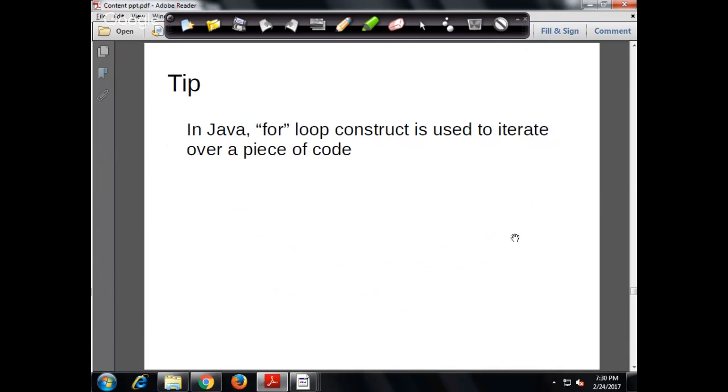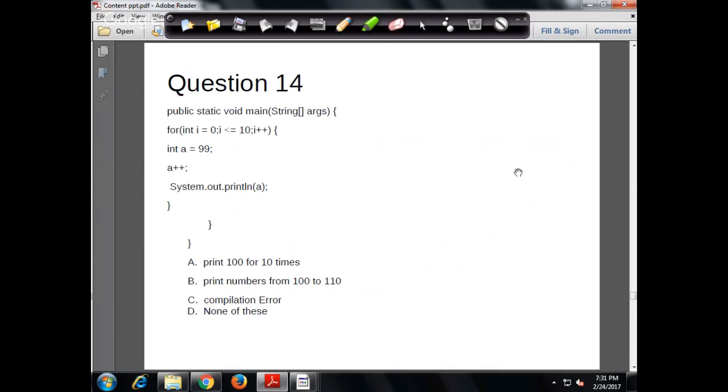It's pretty simple. The for loop construct is used to iterate over a piece of code. It's a very simple tip. If you have done any amount of programming in C, C++, or Java, you must know this part. So I'm displaying the question again. Okay, so you guys can take a guess. Jagpati says 14 is B. Azra Amreen says 14th is A. Pramod says 14th is A.